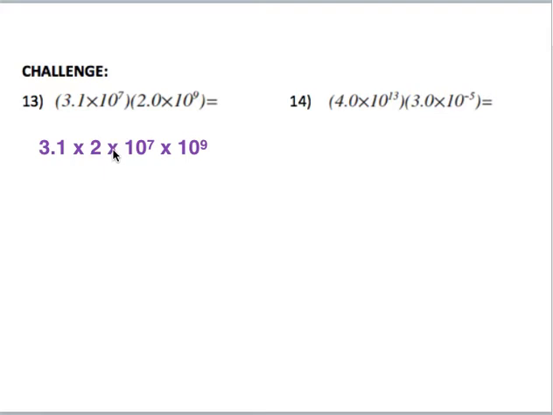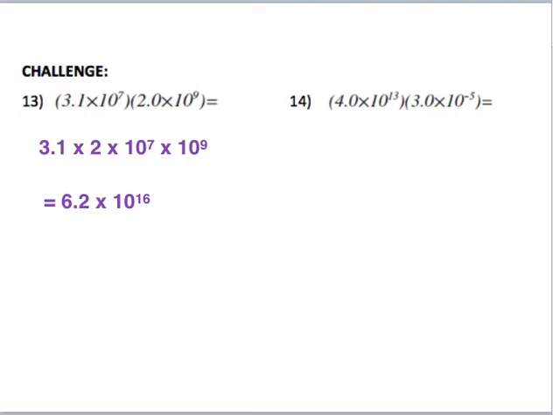Now, the normal coefficient numbers without powers, you would just multiply them normally. 3.1 times 2 would get you 6.2. And then with the tens, because they have the same base, they're both base 10, and you're multiplying them, you add your powers. 10 to the power of 16, from 7 plus 9. And that's your answer. You can just leave it in scientific notation.